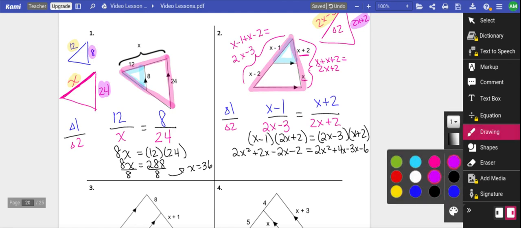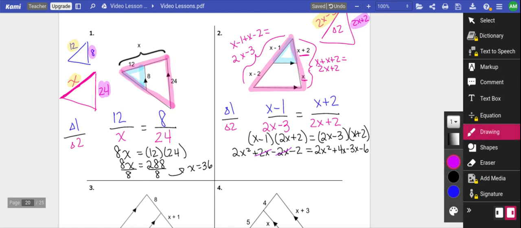Now we do have some like terms in here that we can add together, or in the case of the left-hand side, they wind up canceling out. But I get 2x squared minus 2 on one side and 2x squared plus x minus 6 on the other.